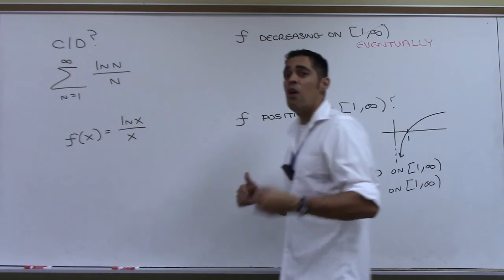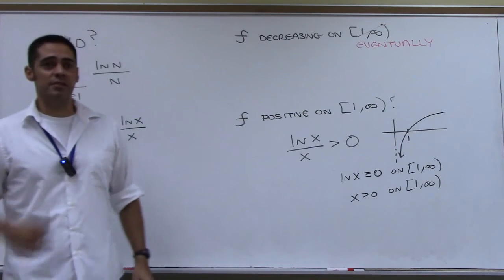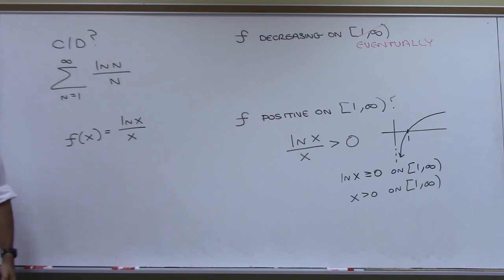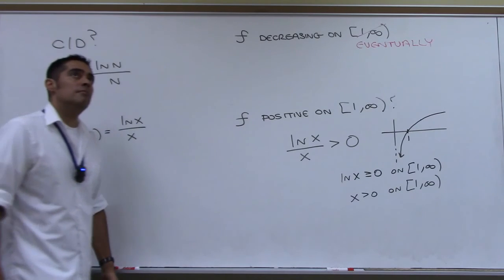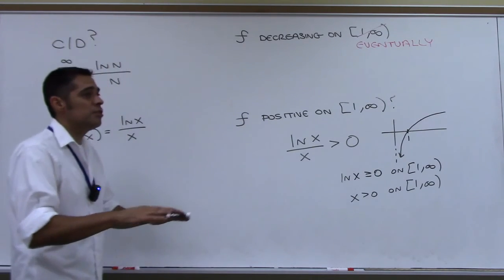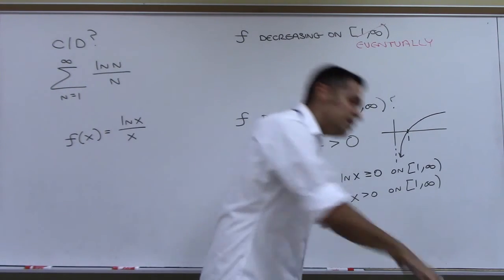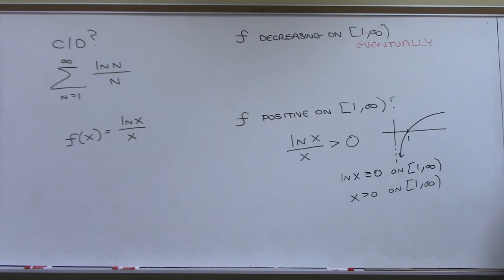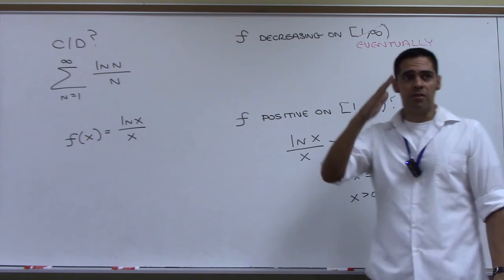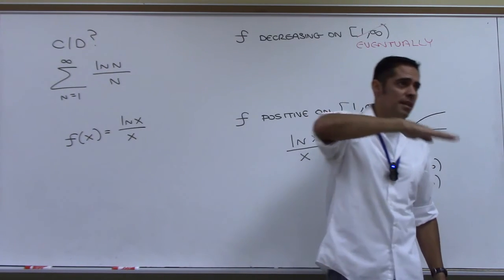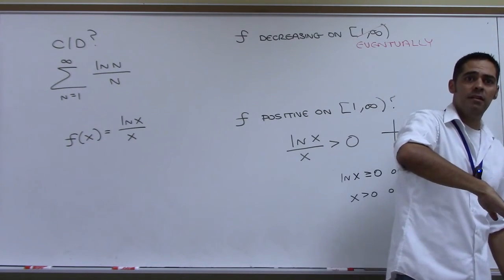I'm doing this in my Cal 1 class right now. I did it yesterday. What do we have to look at to figure out if a function is increasing versus decreasing? The slope, right? The derivative. If the derivative is positive, the function is going up. If the derivative is negative, the function is going down, right?